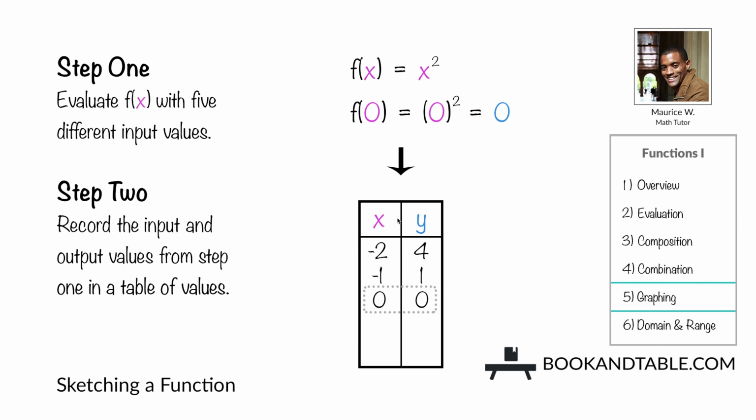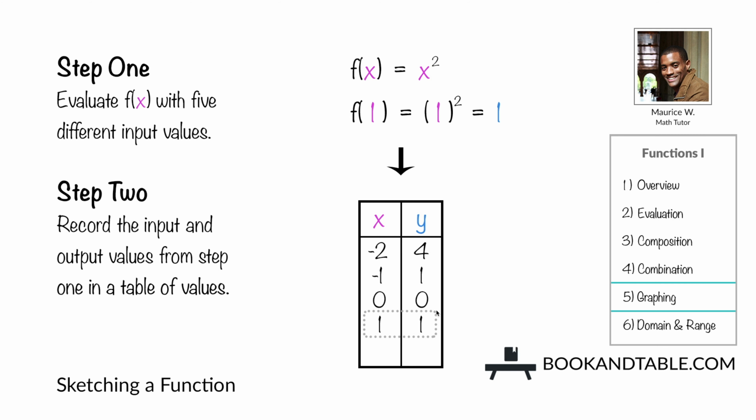We then want to plug in 0 for x, showing us f of 0 is equal to 0 squared, which is equal to 0. So in our table, 0 is the input and 0 is the output in the third row. Now we plug in +1 for x, showing us f of 1 is equal to 1 squared, which is equal to +1. So the fourth row of this table, we have 1 as the input and 1 as the output.